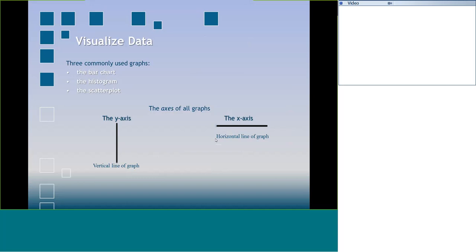We are going to discuss three commonly used graphs: the bar chart, the histogram, and the scatter plot. Before introducing these graphs, we need to make sure we're familiar with the axes of the graph. The y-axis is the vertical line of the graph, and the x-axis is the horizontal line. Knowing which axis is which will be useful when describing your data.